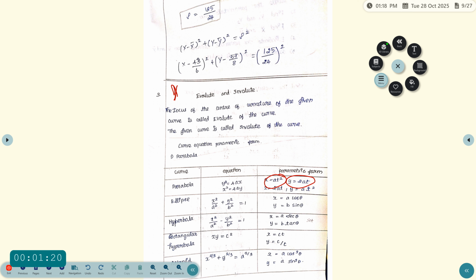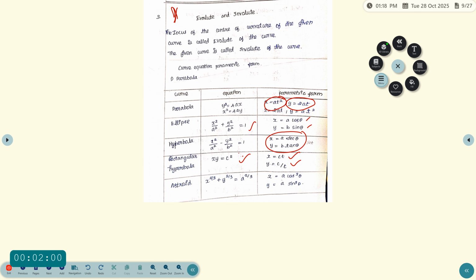Next, the standard equation of ellipse we know very well. This one is x square by a square plus y square by b square equal to 1 and its corresponding parametric equation is given by x equal to a cos theta and y equal to b sin theta. And hyperbola equation is given by x square by a square minus y square by b square equal to 1 and its corresponding parametric equation is given by x equal to a secant theta, y equal to b tan theta. And the rectangular hyperbola standard equation is given by xy equal to c square and its parametric equations are given by x equal to ct, y equal to c by t.